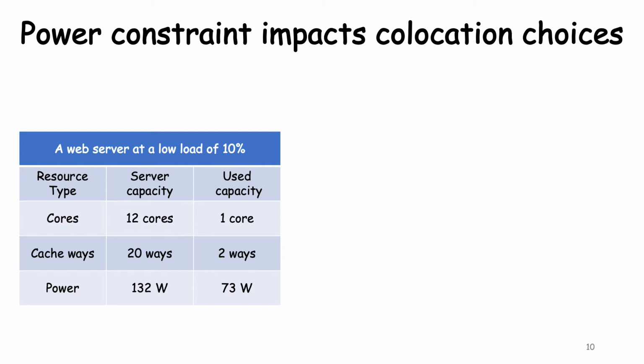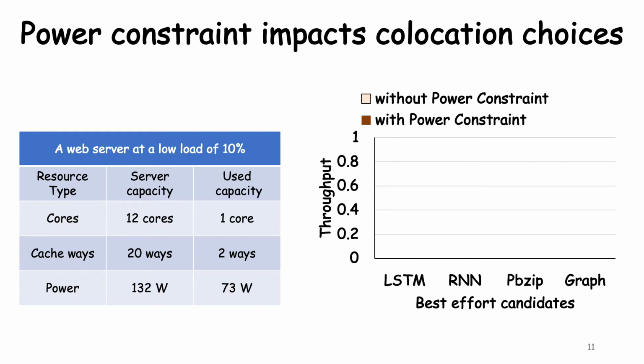What we observe using experiments is that incorporating power constraints can lead to different choices for colocation. For example, we have a web search server which is operating at a low load of 10%. In order to meet this load, the application only needs a fraction of the server resources. The server has 12 cores, but it only needs a single core. The last level cache has 20 ways, but the application only needs 2 ways. And the server power budget is 132 watts, but it only needs 73 watts.